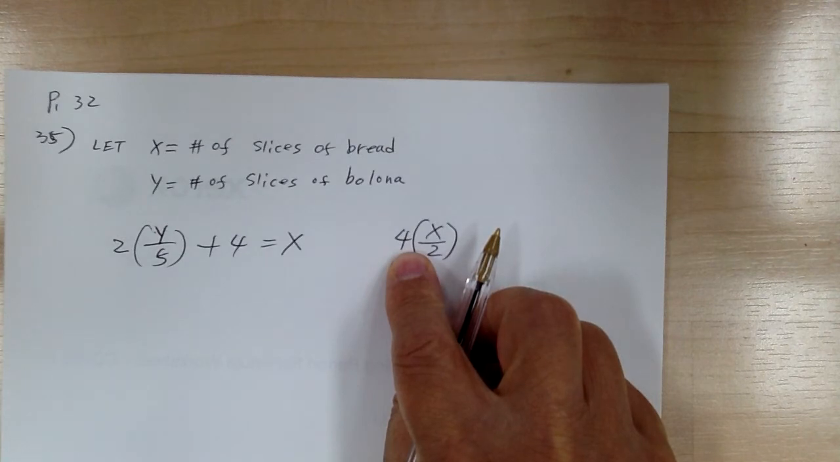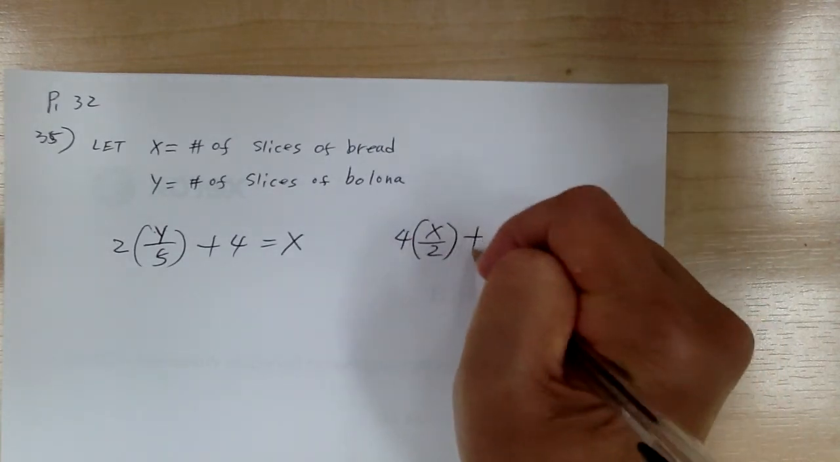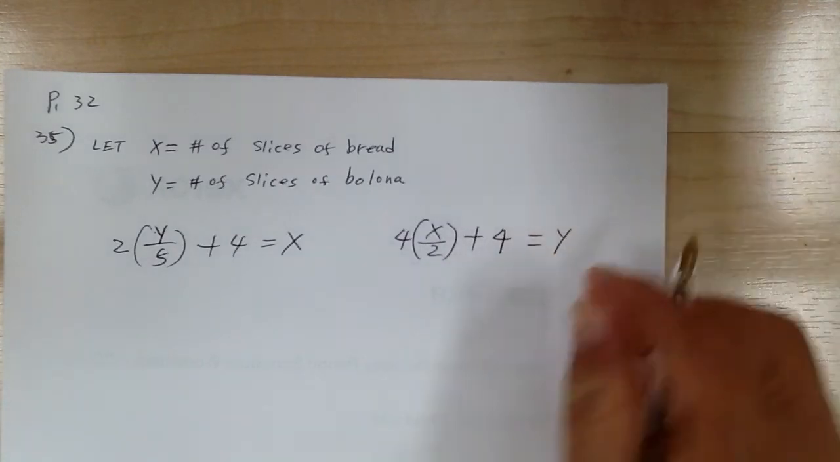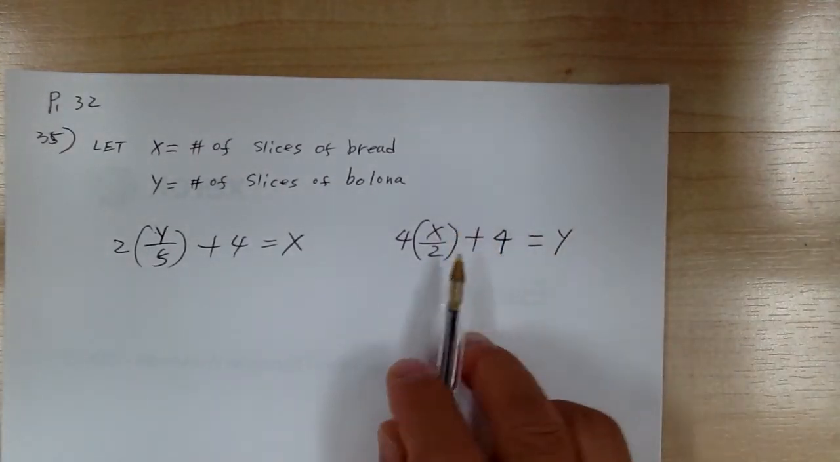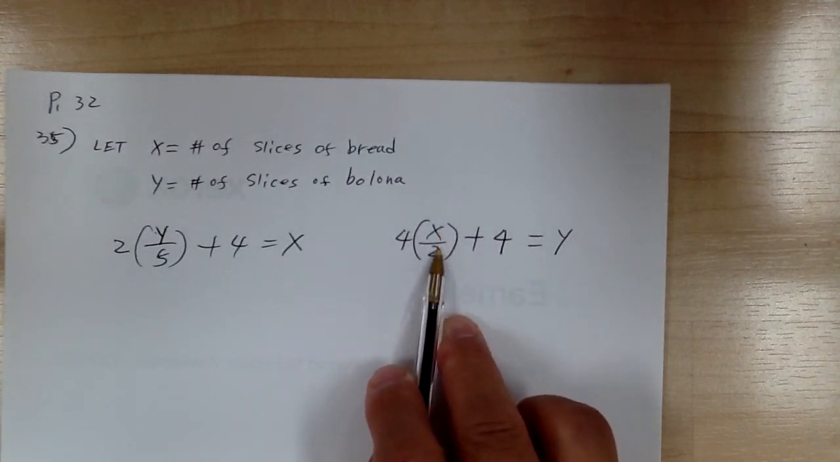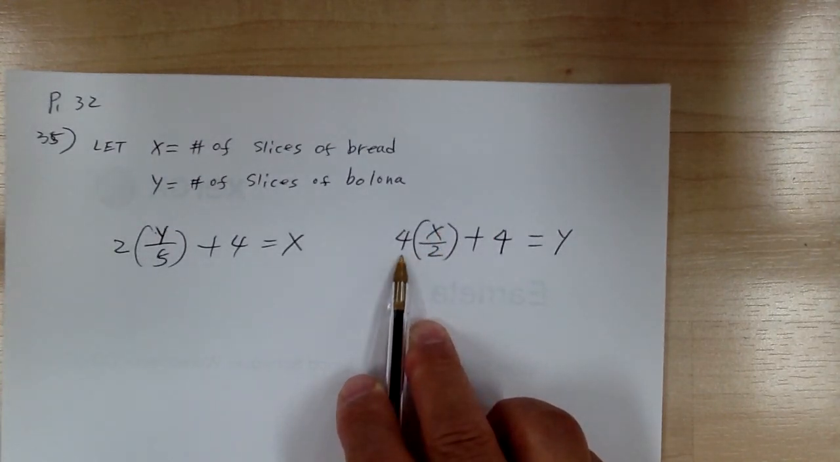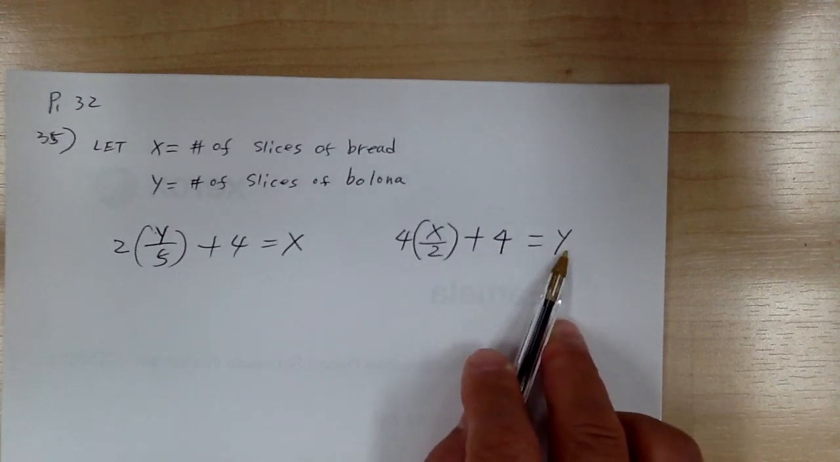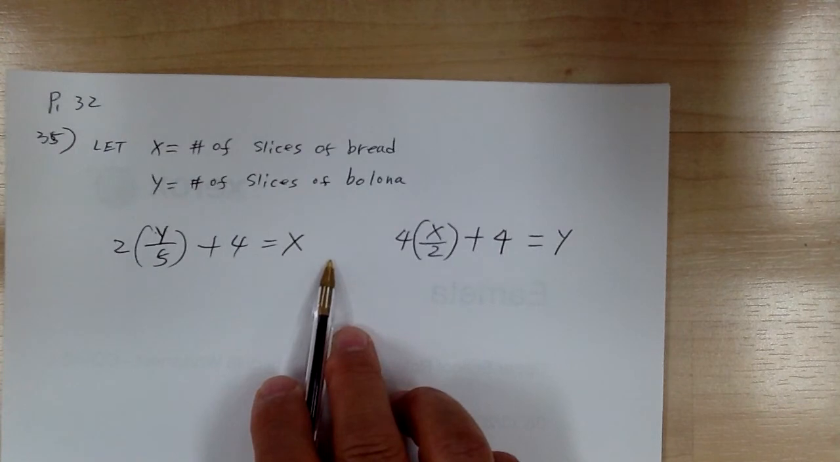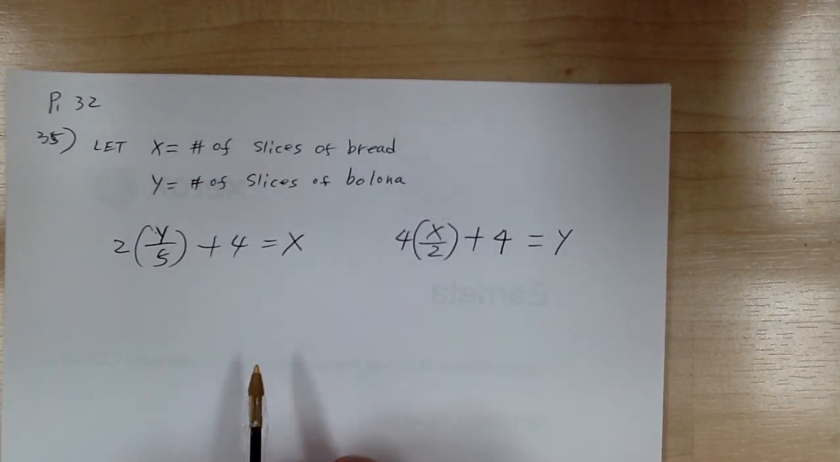And then after that, there were 4 slices left over. And so this will give you the total number of slices of bologna. Okay, so again, slices of bread divided by 2 gives you the number of sandwiches. Each sandwich has 4 slices of bologna, and there are 4 left over, so this will give you the total. So once you do the translation, now all you have to do is go ahead and solve.